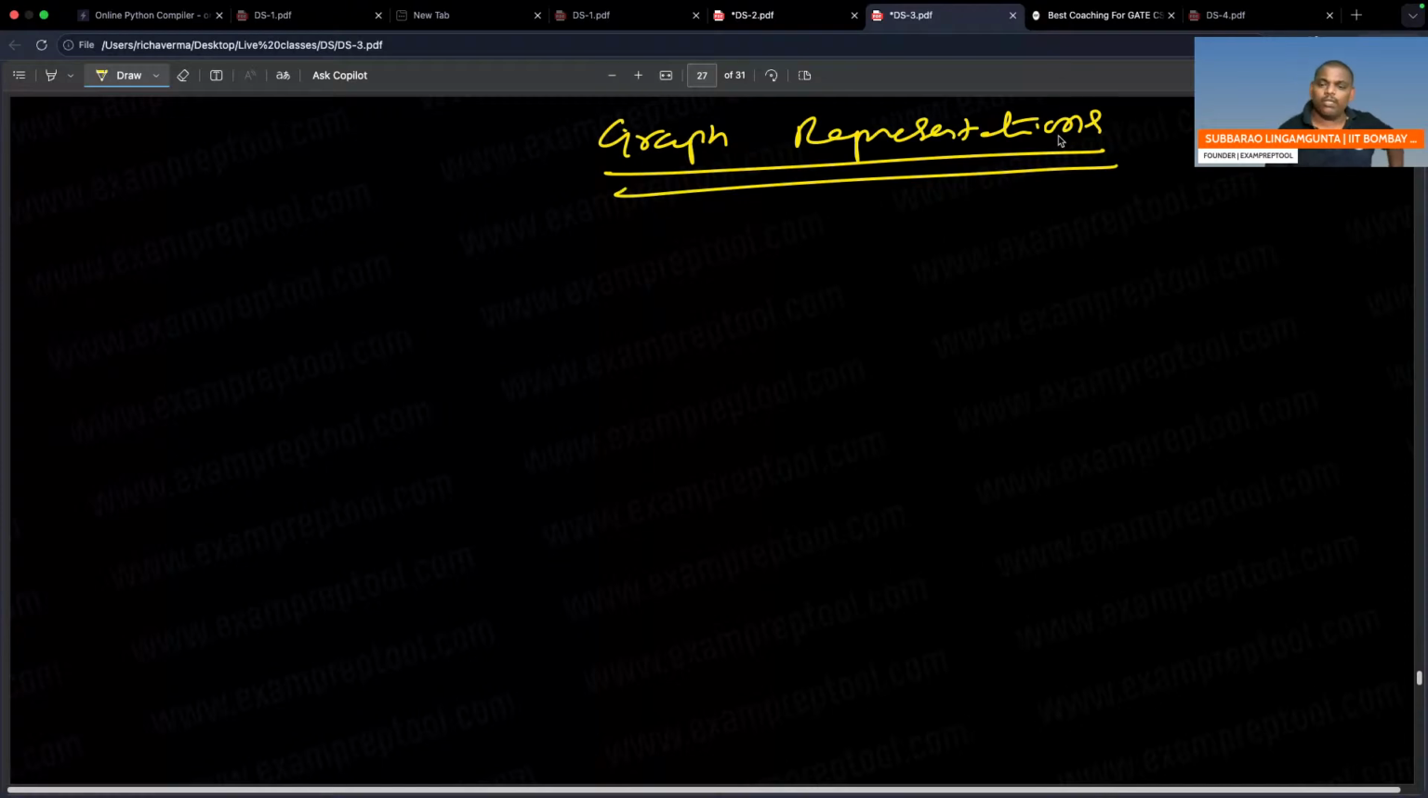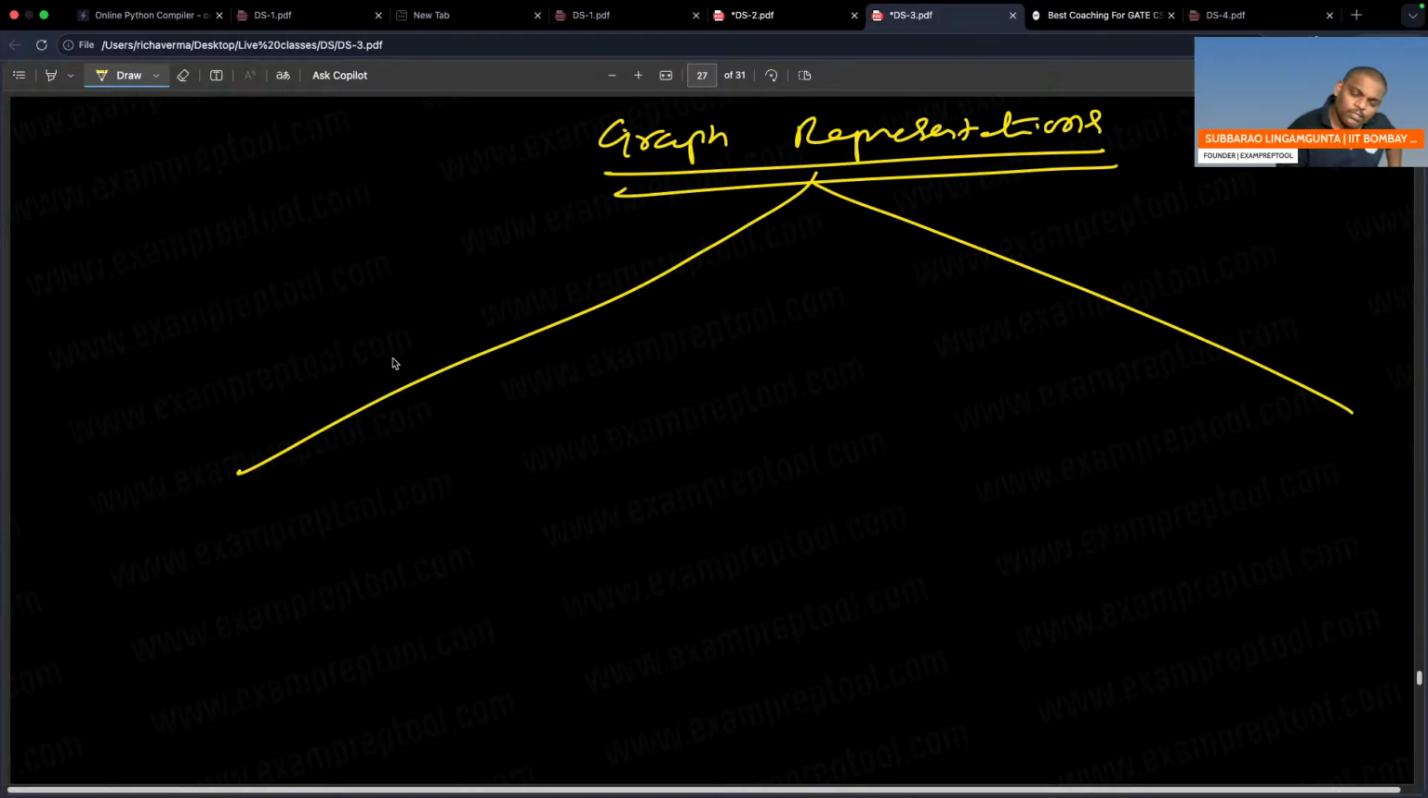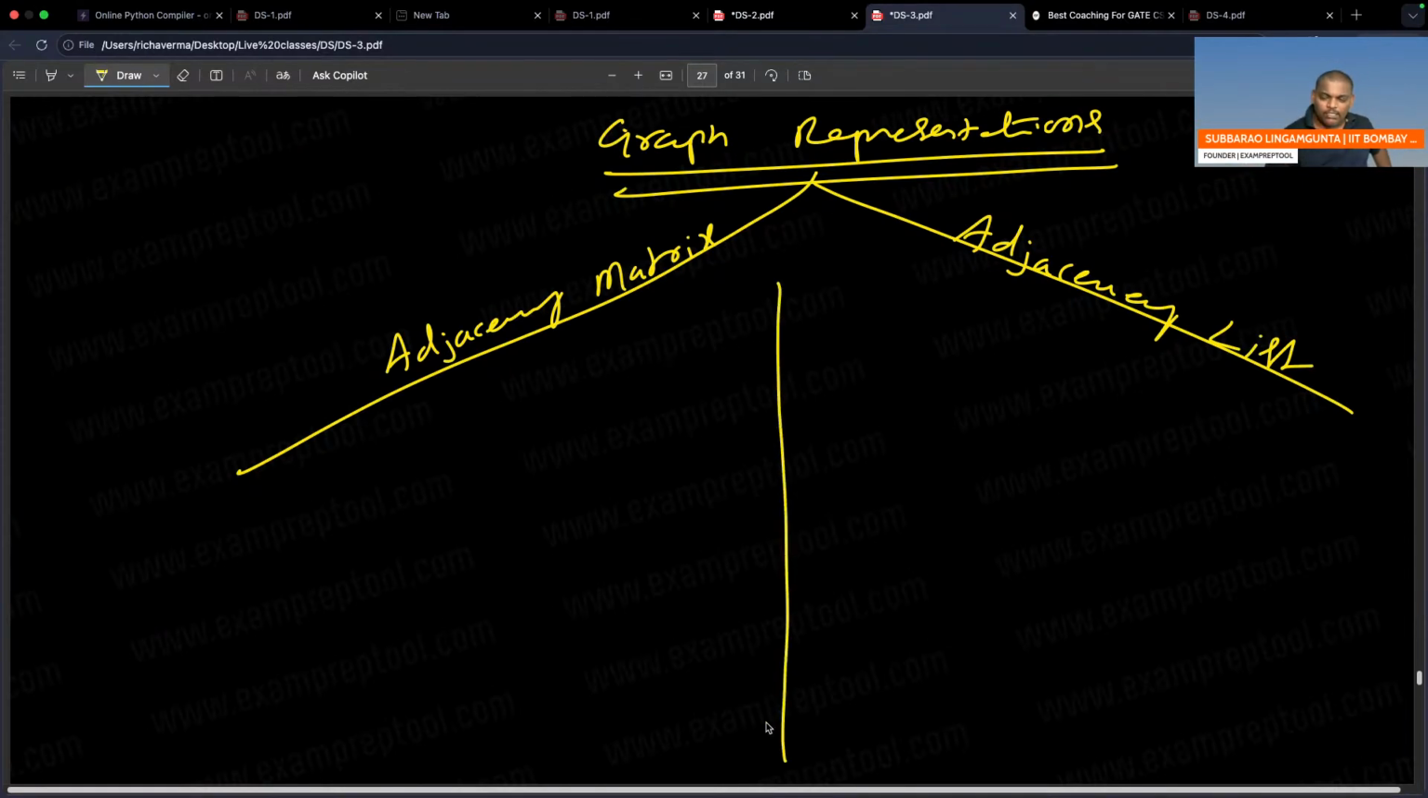Listen, everyone. Graph representations. To represent a graph, there are two ways. One is adjacency matrix. One more is adjacency list. To represent a graph, there are two ways: adjacency matrix, adjacency list. Very simple it is. Suppose assume it is a graph.